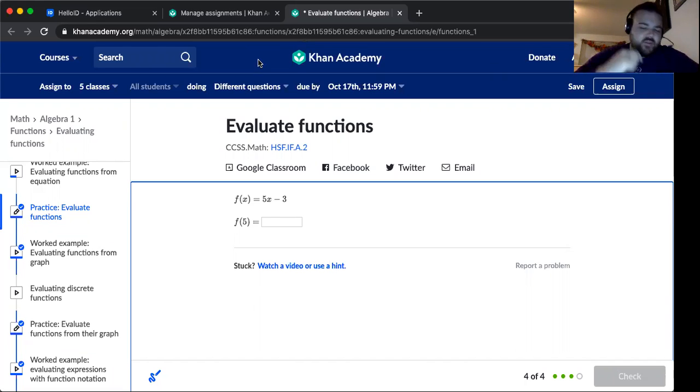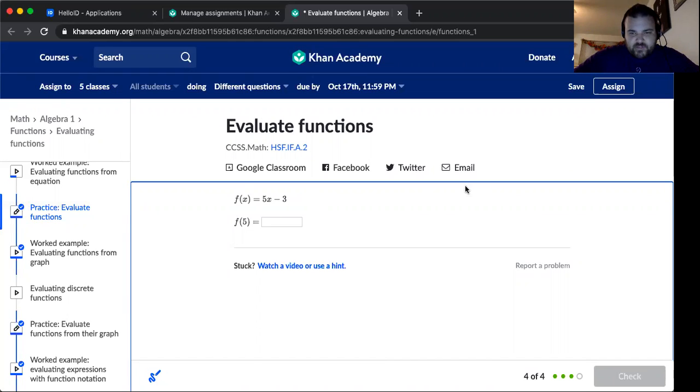given input. So if you're new to functions, it can be a little intimidating seeing function notation, but a function can be represented just like other things in life. It can be represented with a table. It can be represented with a graph. It can be represented with an equation. On this one, we're talking about evaluating functions when they're being represented as an equation.